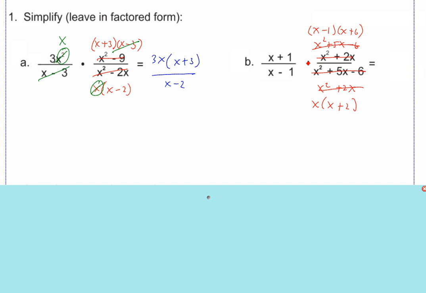Man, who wrote this problem? What a pain. There's not a whole lot going on here. Brother. What in the world? Should have made that 6 a positive. That would have been good. Oh well. Such is life.